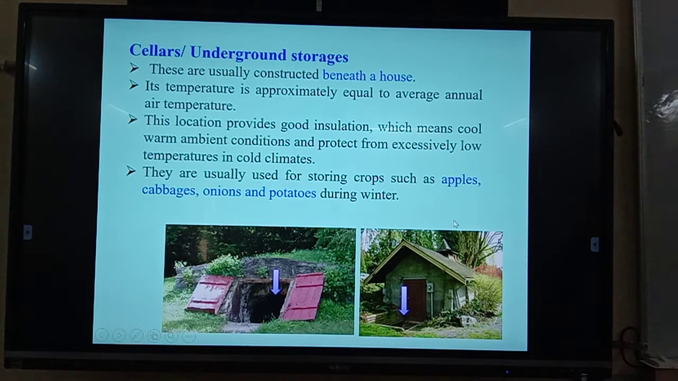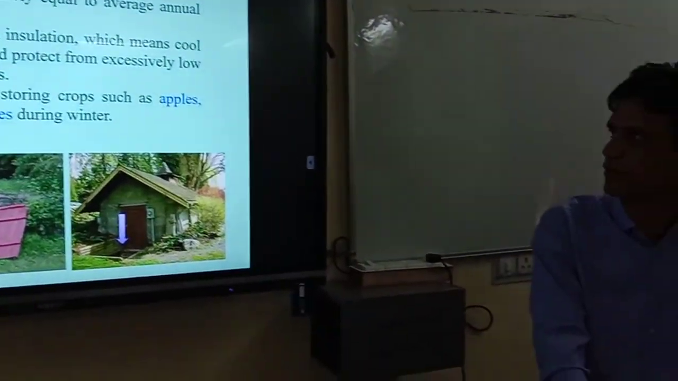Such stores are known as cellar stores, and this is especially used for hardy crops, means apple, cabbage, onion and potato, especially during the winter season, because in the cellars we will be able to keep the temperature in the range of 10 to 15 degrees centigrade. But if the temperature is more than 15 degrees centigrade, then there may be chances of decay loss in the fruits or vegetables.